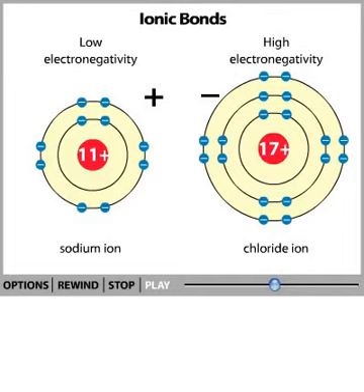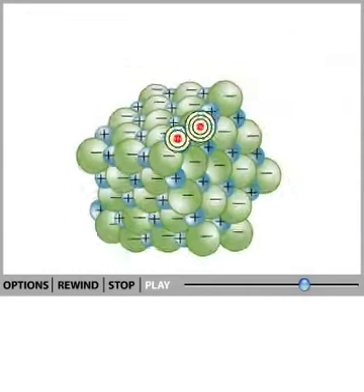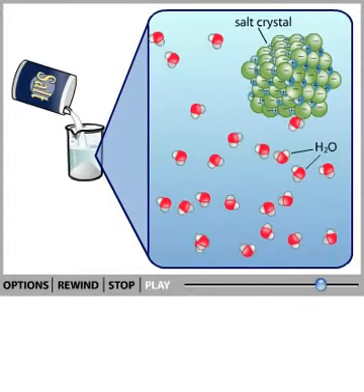Atoms that have lost or acquired electrons are called ions. Positive ions, cations, and negative ions, anions, form ionic bonds by an electrical attraction. In solid form, the ionic bonds between sodium and chloride ions are very strong because the ions are so close together. These ions make up table salt.